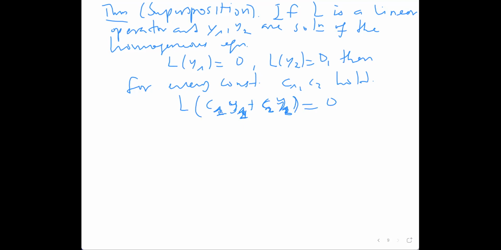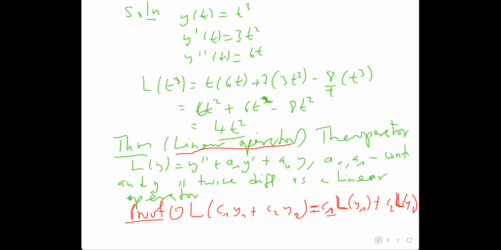Okay, so in this case, the proof also follows similar to this one. If you have your L, you just make your substitution. So if you want to prove this, you write L of C1 Y1 plus C2 Y2. Then wherever there is Y, you just make the substitution. That's the only thing you do.